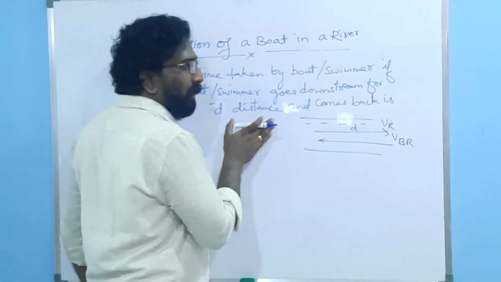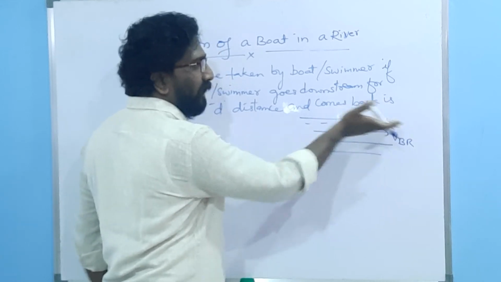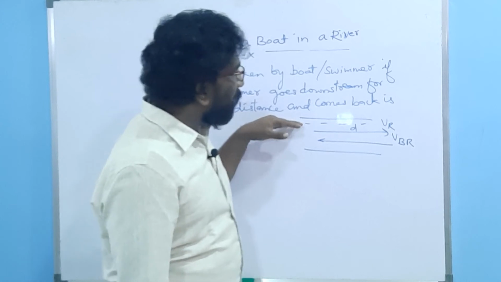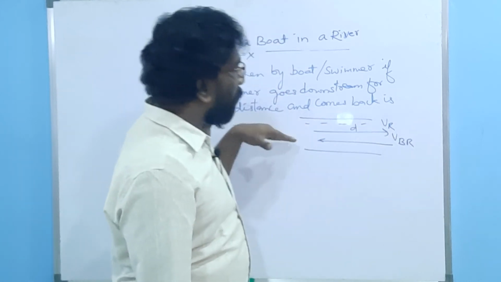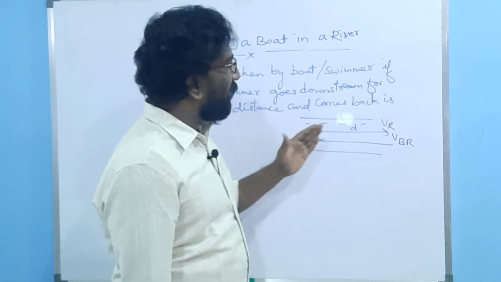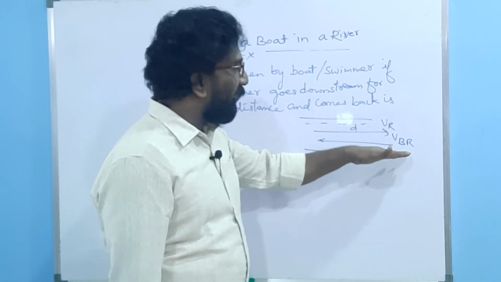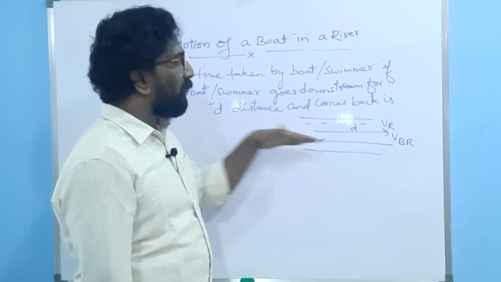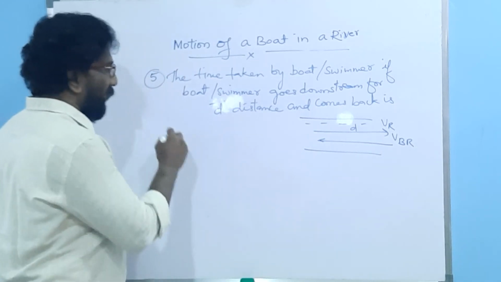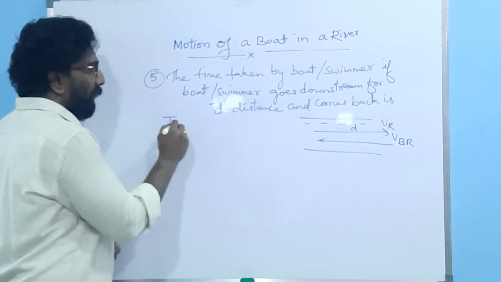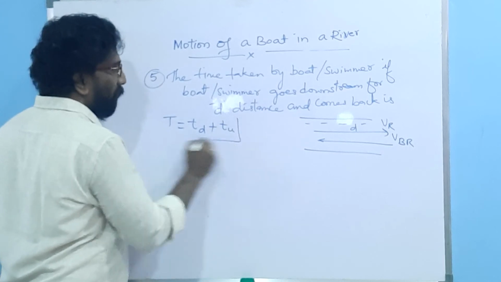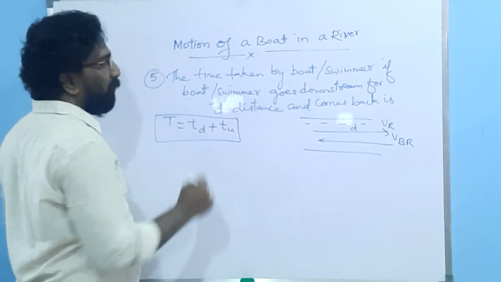You are supposed to calculate the amount of time taken by a particular person. If a person is going downstream and again coming back, let the time taken to go downstream be TD, and the time taken to go upstream be TU. Then the total time T is equal to downstream plus upstream. This becomes the total amount of time. This formula you are supposed to apply.